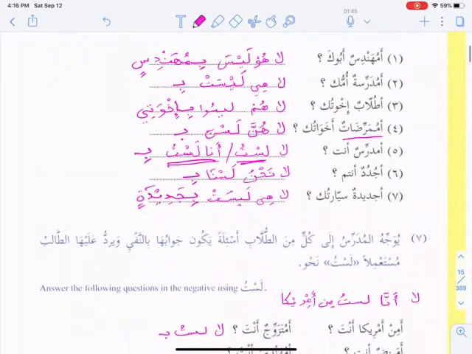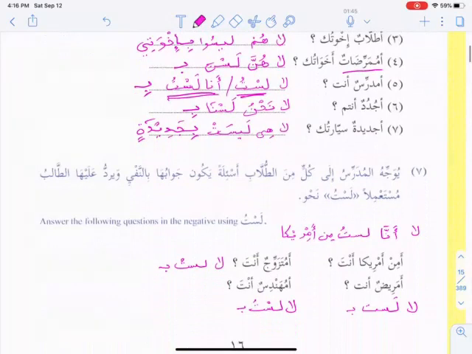Fine. Now here, answer the questions in negation with lastu only. I'm in America. Anta? La ana lastu min America. You don't have to use B here, because see, min has come, so you just use min. Ana lastu min America. Did you get the point?